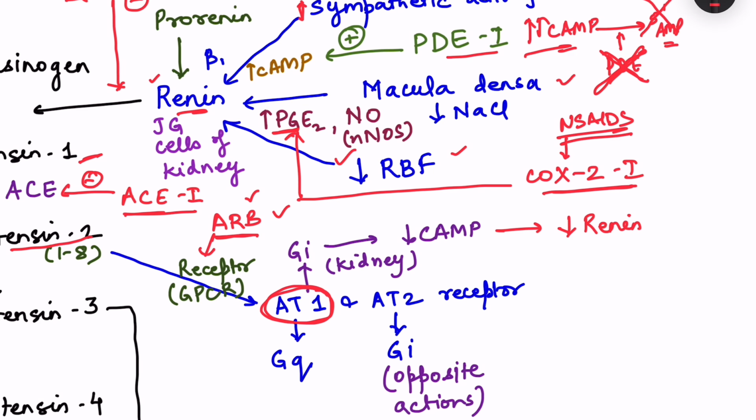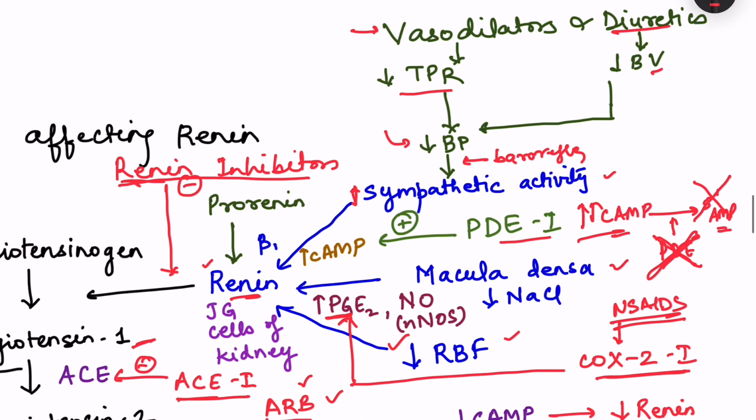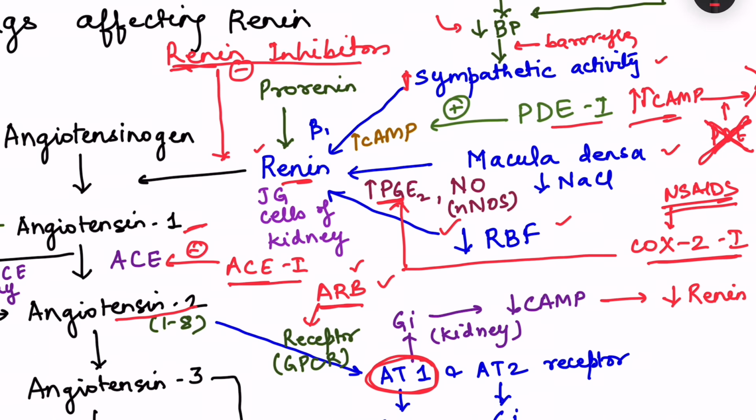So, all these drugs affect renin release. What are these? Vasodilators and diuretics increase renin release. Phosphodiesterase inhibitors increase renin release. COX-2 inhibitors decrease the production of prostaglandin E2 and hence decrease renin release. Then renin inhibitors, ACE inhibitors and ARBs all increase the renin release. So actually I should write it in green, because they are increasing the renin release. They are blocking the action of the system but increasing the renin release.